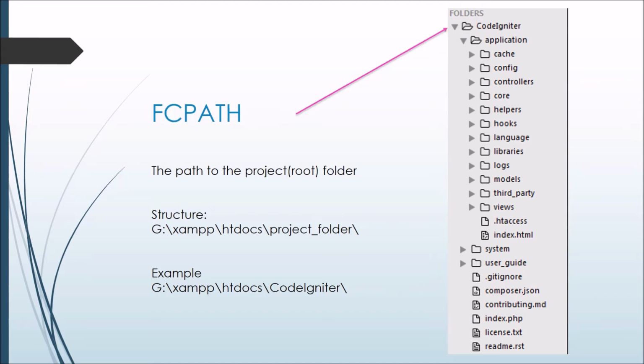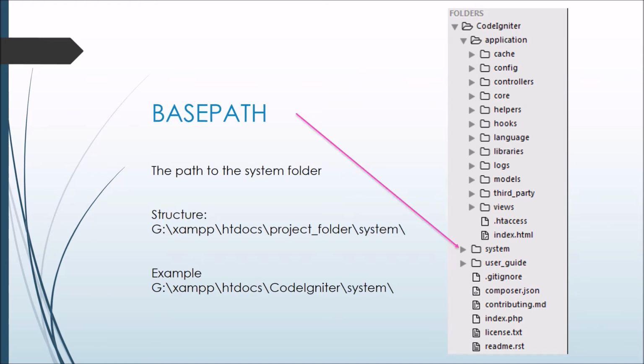So next is FCPATH. It basically gives you the path to the project folder, that is your root folder. Here you can see in the example that it's giving you the path till CodeIgniter, that is your root folder. So if you want to use something from your root folder, then you use FCPATH. Next I'm going to show you is BASEPATH. BASEPATH gives you the path to the system folder in CodeIgniter.